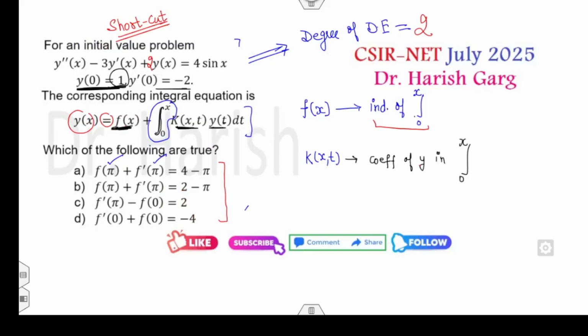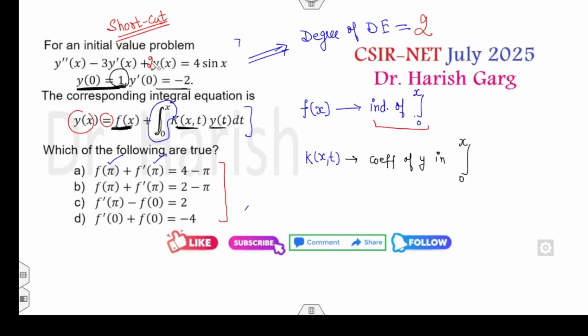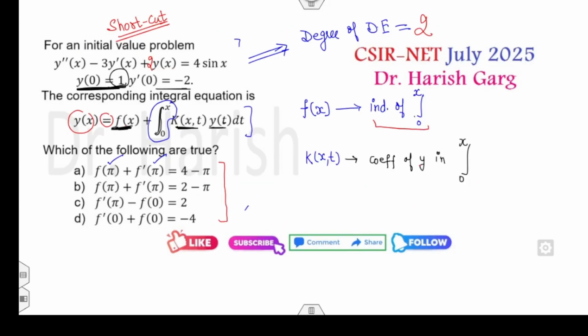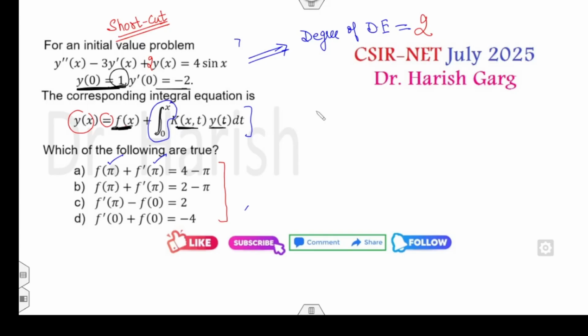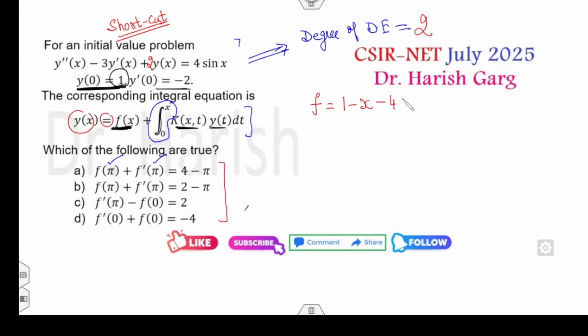If somebody has told me, sir, there is a coefficient 2, so if this is the term 2, then what will happen? This is 2, then this is 2, and this is 2. Fine. Because it's a memory based question, it depends on whether it is 2 or 1. So now you get f of x. What is your f of x? I can write for you here, f of x is 1 minus x minus 4 sine x. Is it okay? Now that's over.